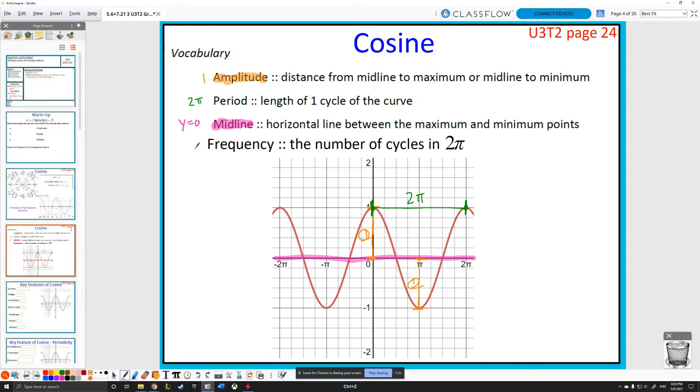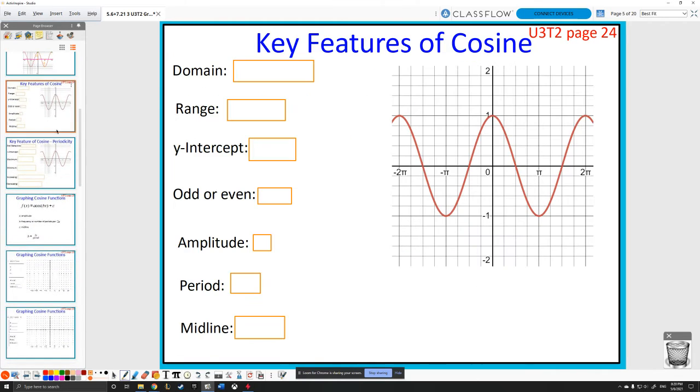So frequency and period are very closely related. In fact, one is the reciprocal of the other. So they are very closely related. We're going to talk more about that. The key features, you'll find that it's essentially the same as sine. In fact, they're all the same other than just a couple. My domain, again, it's negative infinity to positive infinity. This should make sense. It'll go on forever and ever, repeating itself to the left and to the right.